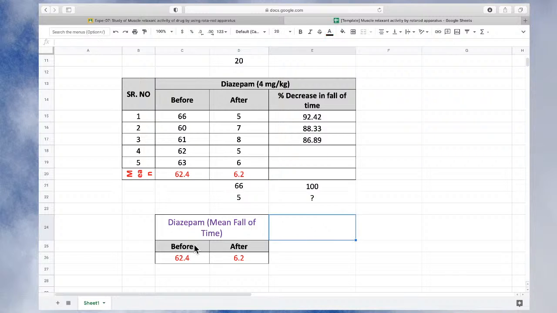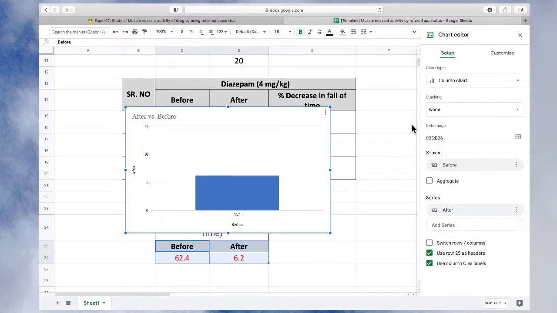Now let's see how to draw the graph. To draw the graph, you can select these two rows, before the treatment and after the treatment, and go to this icon. What is this icon? This icon is insert chart. So you can go to this icon. Yes. So it has drawn one graph, but we don't want the graph in this way.